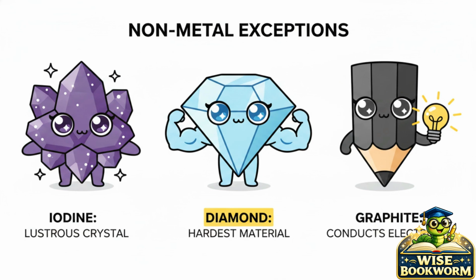Nonmetals are usually these dull insulators, but nature always leaves room for a few surprises. Iodine has this beautiful lustrous shine. Diamond, which is an allotrope of carbon, is literally the hardest known natural substance. And graphite, it effortlessly conducts electricity.